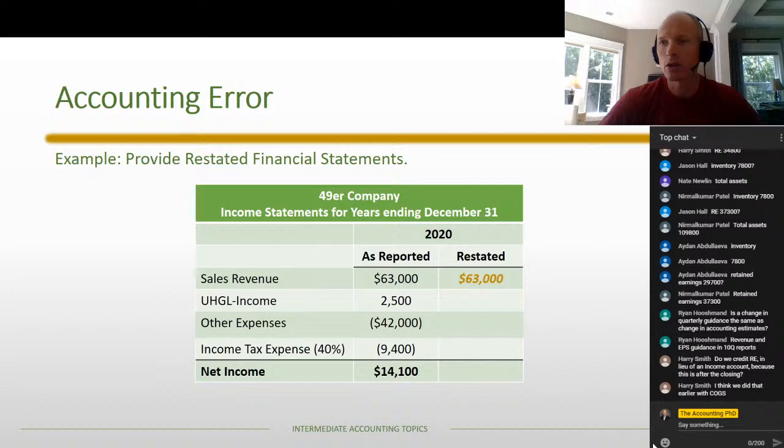And so I want you to try to do in the chat or on your own is give me the restated amounts for all four of the remaining accounts. So the unrealized holding gain or loss dash income, other expenses, income tax expense, and net income. So I want you to try to figure out the new restated amounts for all four of those items. But again, the $2,000, the $1,200, and the $800 all are important differences between what's been reported and what's going to be restated.